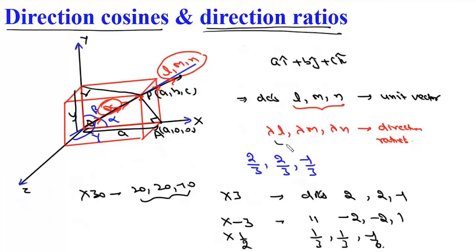So basically direction ratios are numbers proportional to direction cosines. So if we have any direction cosine, then we can multiply it with any non-zero number to find direction ratios of that line or vector.